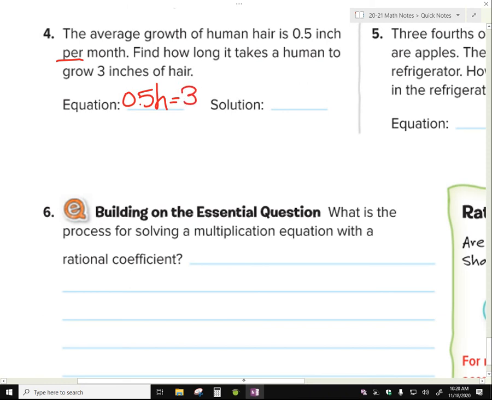So for our solution, you probably can see it right away, but I'm going to just work this out real quick. Solution: 6 months. 6 months to grow your hair 3 inches.